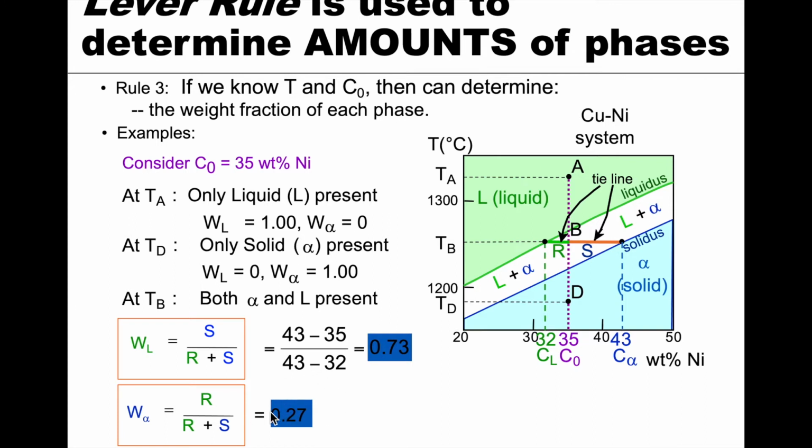So you can just take 1 minus 0.73, or you can go through and calculate the distance of R, which would be 35 minus 32 over the total length, which stays the same. So that's the lever rule. And let me bounce over to the piece of paper, and I'll go through this in a little bit more detail so that you can see why we call it the lever rule.